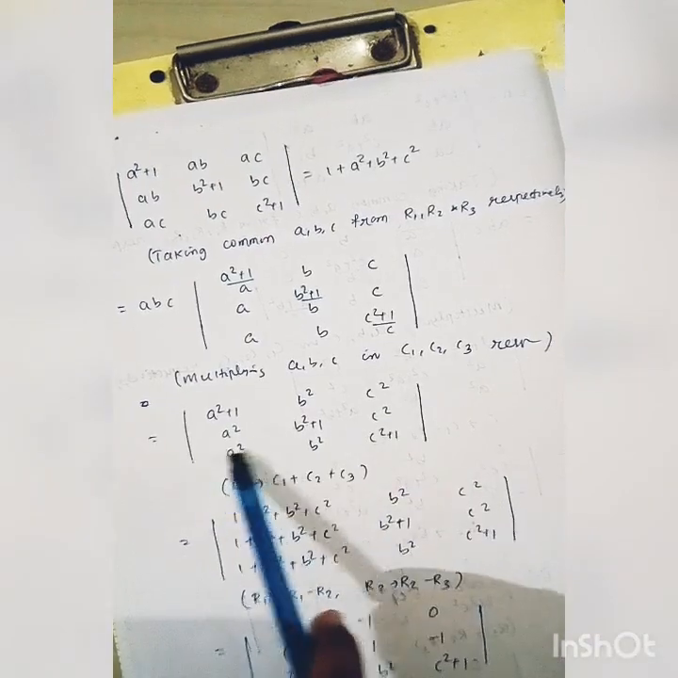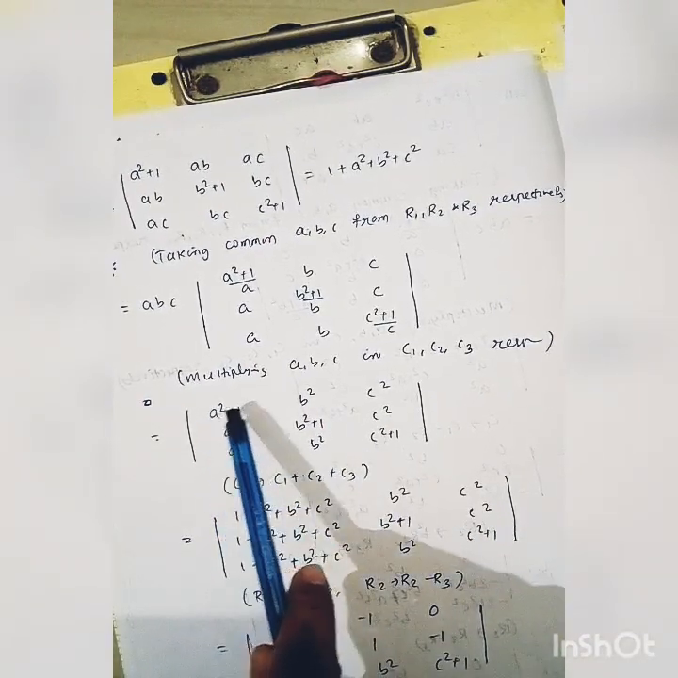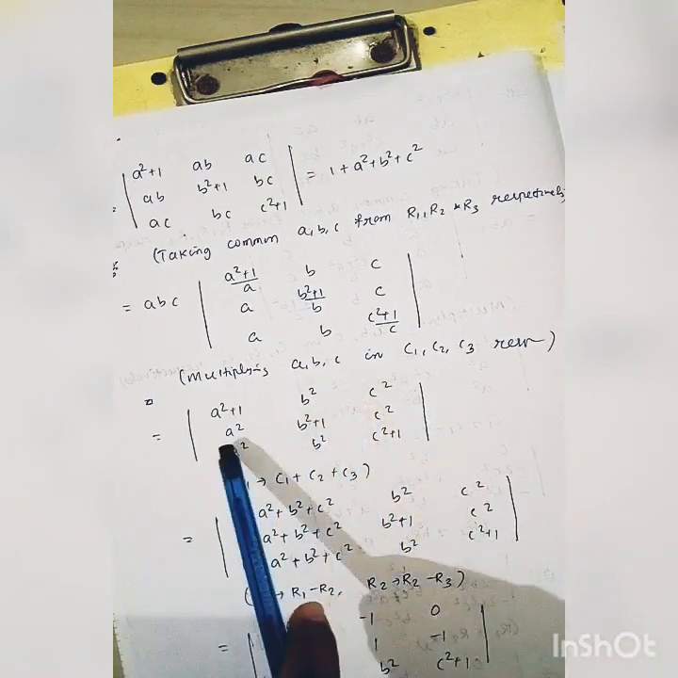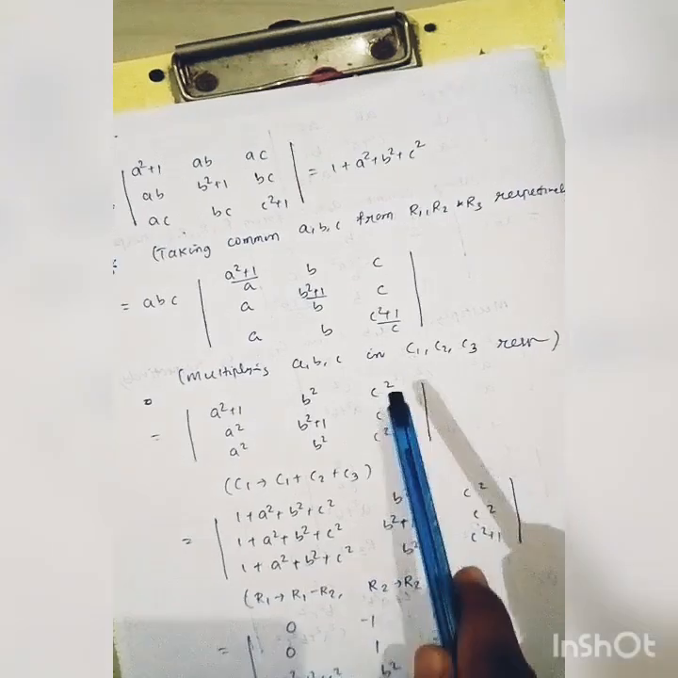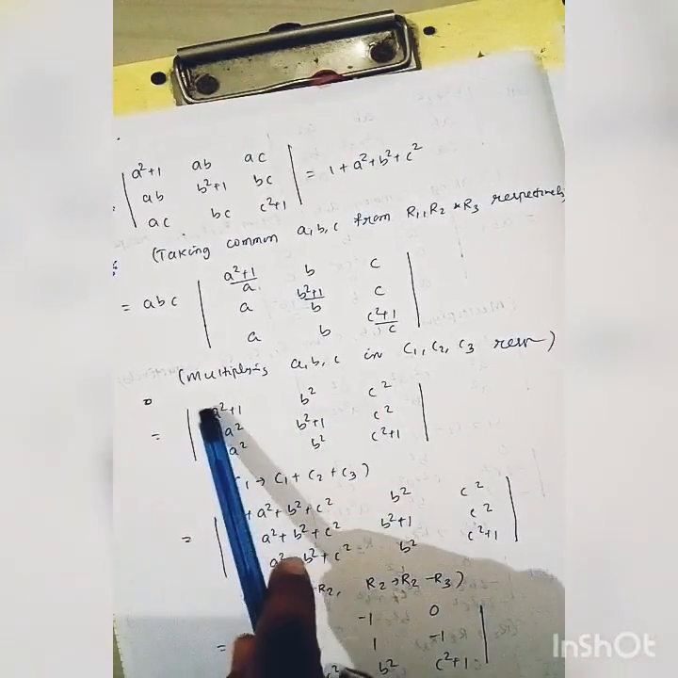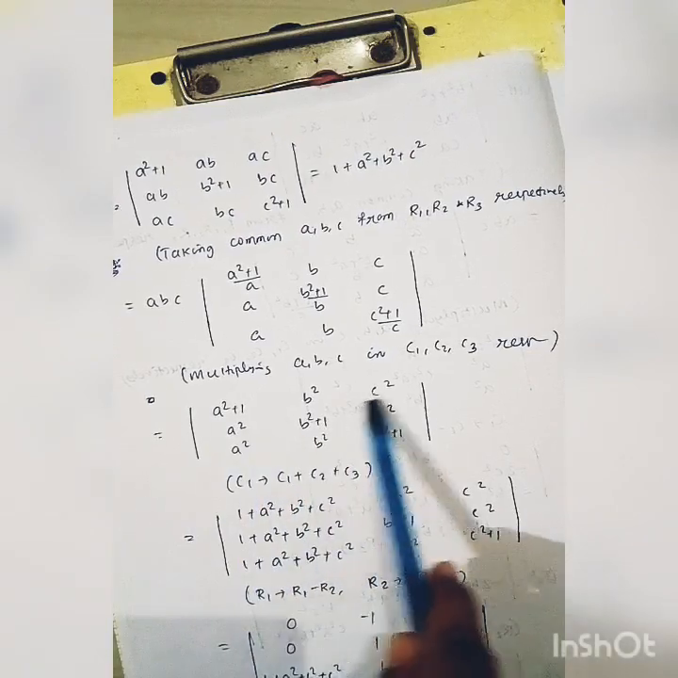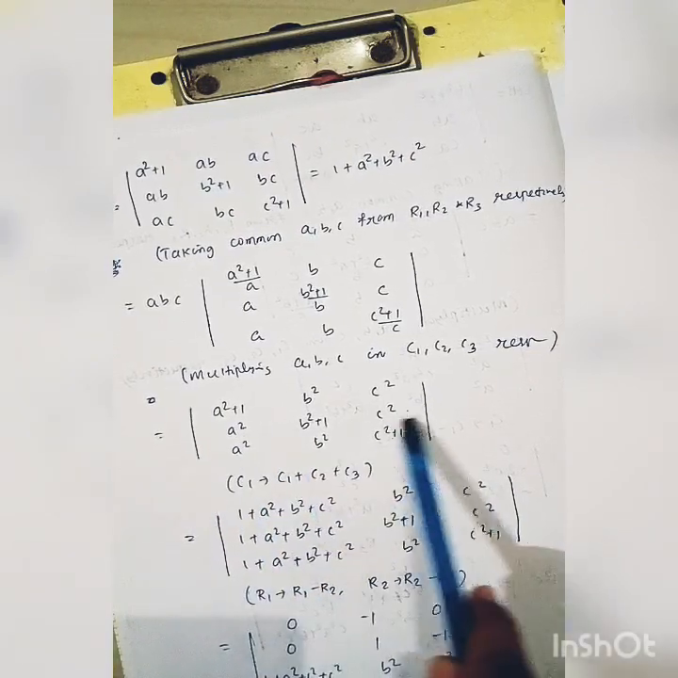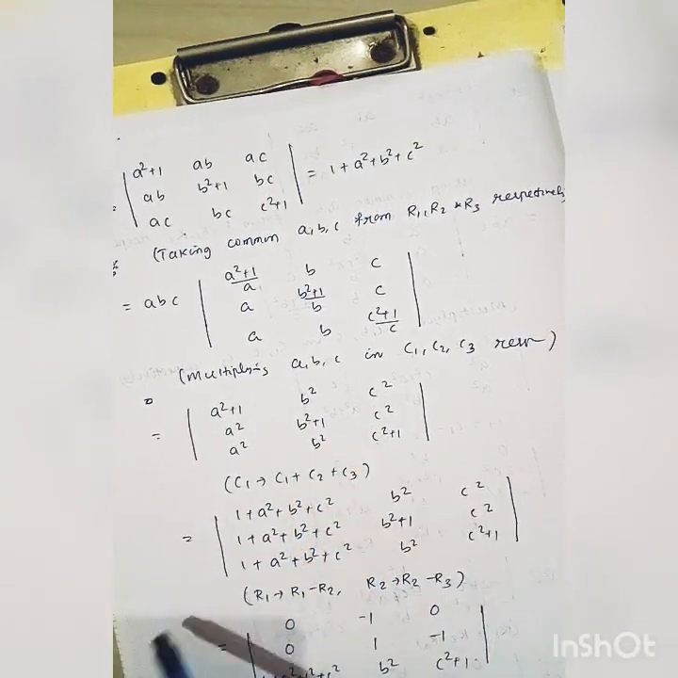Now observe this question. First row is a square plus 1, b square, c square, second row is a square, b square plus 1, c square, third row is a square, b square, c square plus 1. That is, the addition of every element of row 1 is 1 plus a square plus b square plus c square. Addition of every element of row 2 is again this. Addition of every element of row 3 is again 1 plus a square plus b square plus c square.